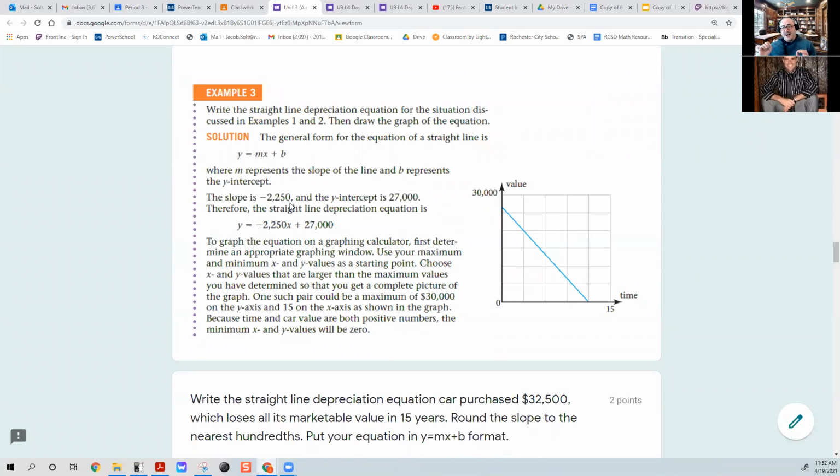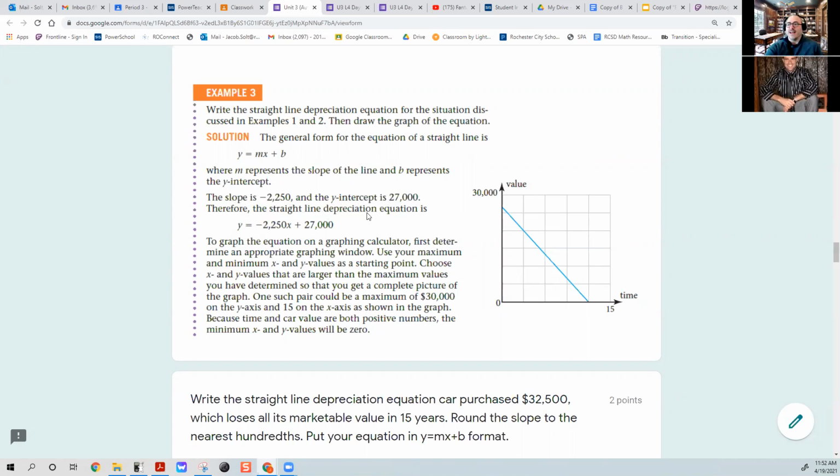Here's how you interpret slope. Interpret slope as for every increase in x, y does something. Something happens to the output, the y. In this case, for every increase in x, our value depreciates by $2,250. In other words, and this is in years, for every year that increases, the value of the car loses $2,250. So that's the way you interpret the slope here. The y-intercept is just going to be where the function starts. So you'll say when x is 0, y is 27,000. That's how you interpret y-intercept when it says interpret.